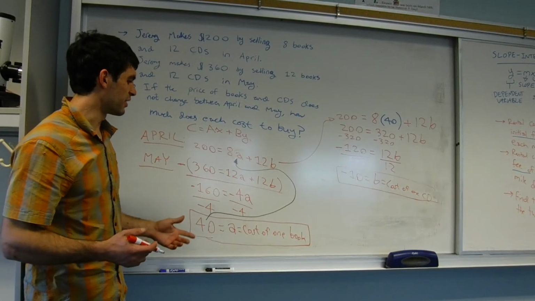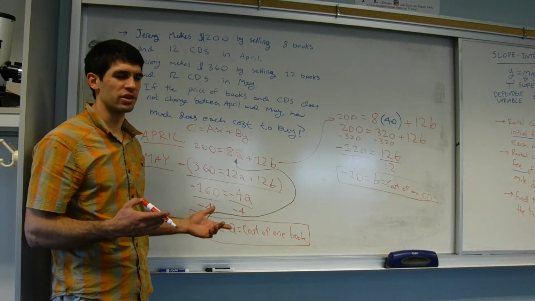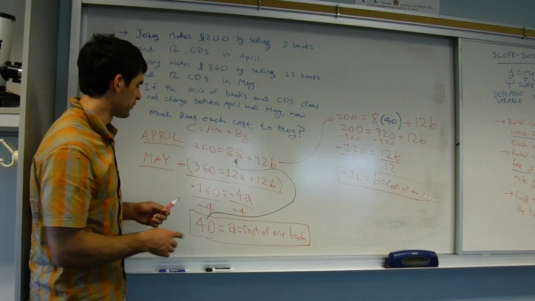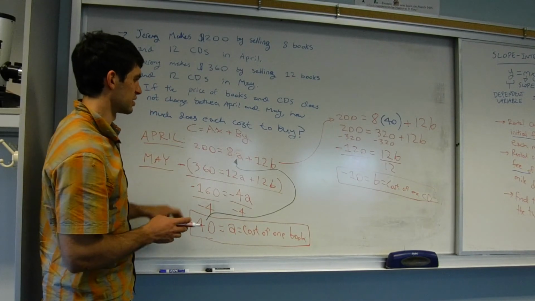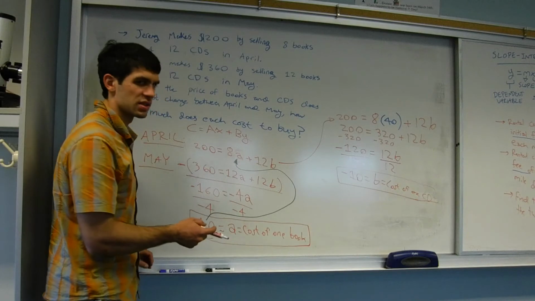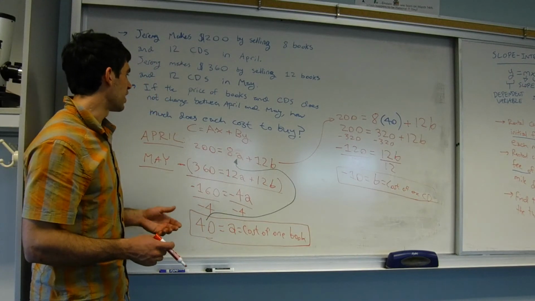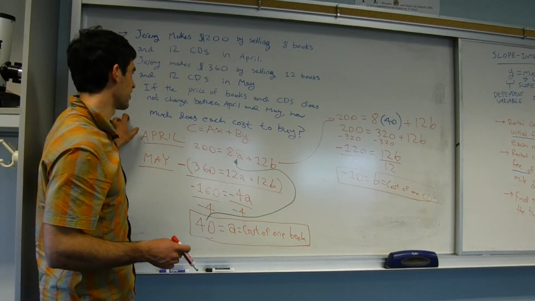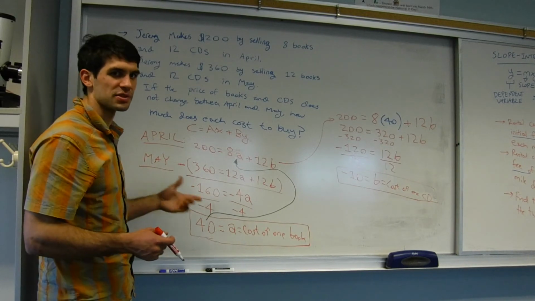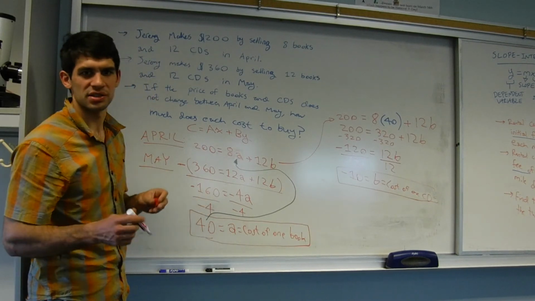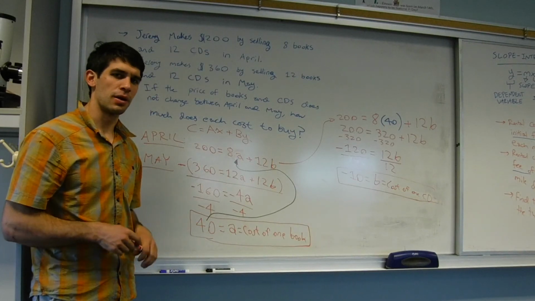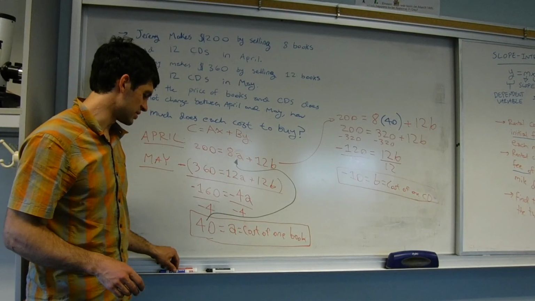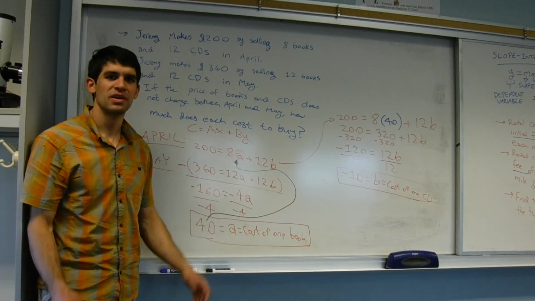So maybe not the best worded problem in the world, but hopefully you can see the method that we use to set up these equations and solve for the cost of a book and a CD, and how we can take this real-world scenario and use numbers to represent it and solve for the costs. So I'd be happy to go over more examples during class or answer any questions during class. So I guess that's it.